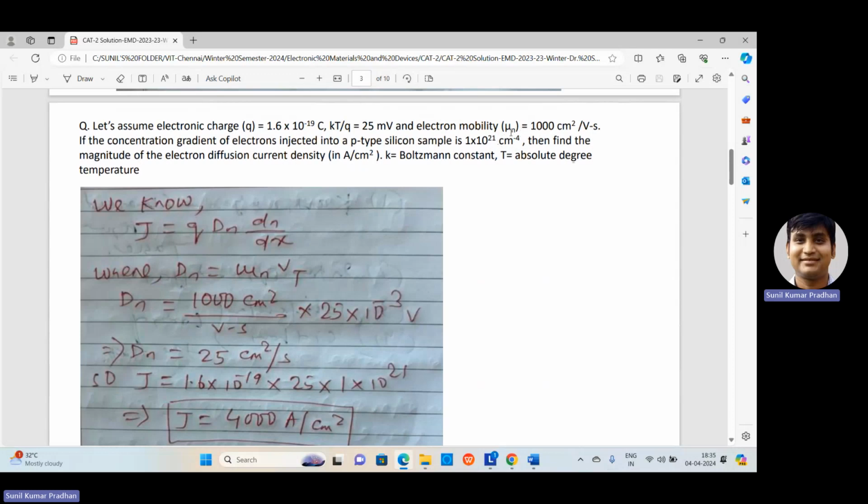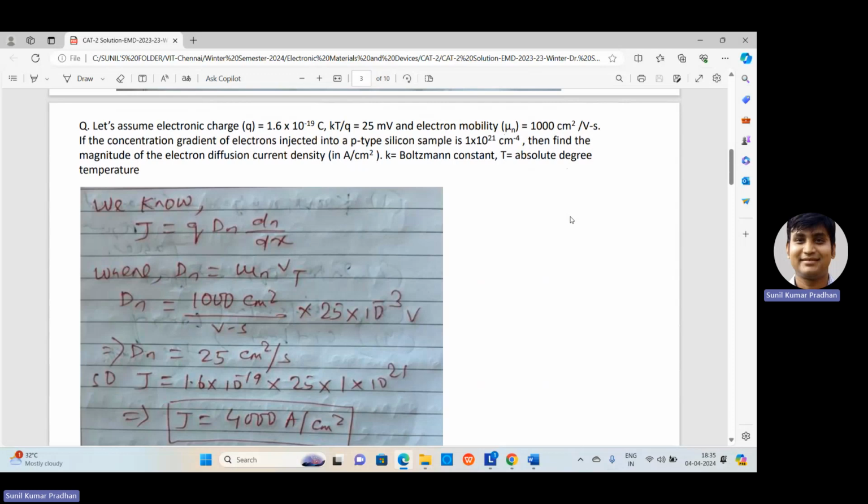Why is it centimeter to the power minus 4? Because it is a concentration gradient. Concentration unit, as you know, is per unit volume, the numbers per unit volume. But again, concentration gradient means with respect to distance or length. So that is why the unit is centimeter to the power minus 4. Okay. So here the question is asked, find the magnitude of the electron diffusion current density in ampere per centimeter square, taking into consideration that K is the Boltzmann constant and T is the absolute temperature.